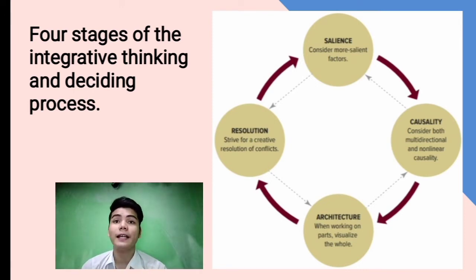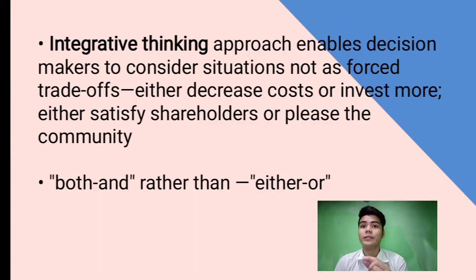So here we can see dotted arrows, which means we can go back to the previous stages when something is missing or unclear. An integrative thinking approach enables decision makers to consider situations not as forced trade-offs, either decrease cost or invest more, either satisfy shareholders or please the community, but as a method for synthesizing opposing ideas into a creative solution. The key is to think in terms of both-and rather than either-or.